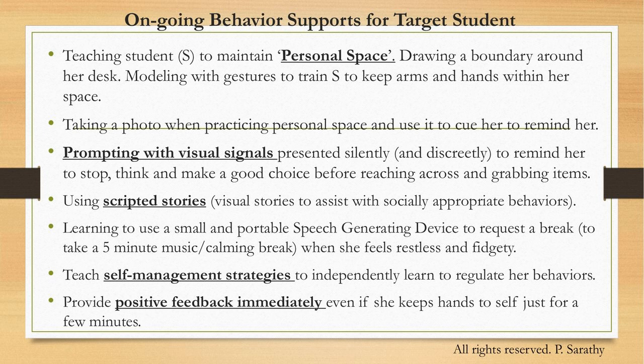So some of the other things that you will provide that student is to teach the student to think about and use personal space. For that, you may have to label that area around the student's desk by marking that area with maybe masking tape, colored tape, and she is taught to keep her arms and hands within her designated personal space, and taking a photo of that and practicing that personal space on a one-on-one basis or using visual cues to remind her. And then some of the other things is prompting with visual signals.